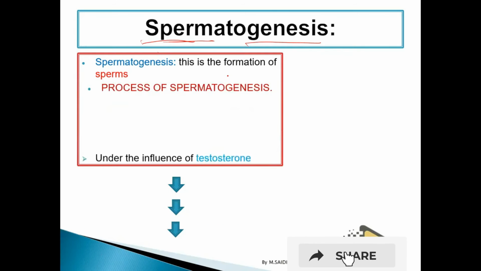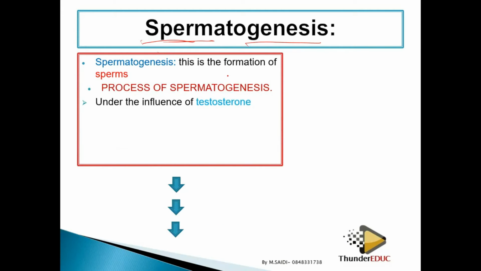We have seen that. The process includes, this is how we want it in the exam. Other books will talk about a lot more in detail. But based on the examination guideline in South Africa, this is how we want it to be written on the paper. Under the influence of testosterone, we give you a tick for mentioning the word testosterone. The diploid cell in the seminiferous tube. You have to tell us where these diploid cells are found. They are found in the seminiferous tubes.